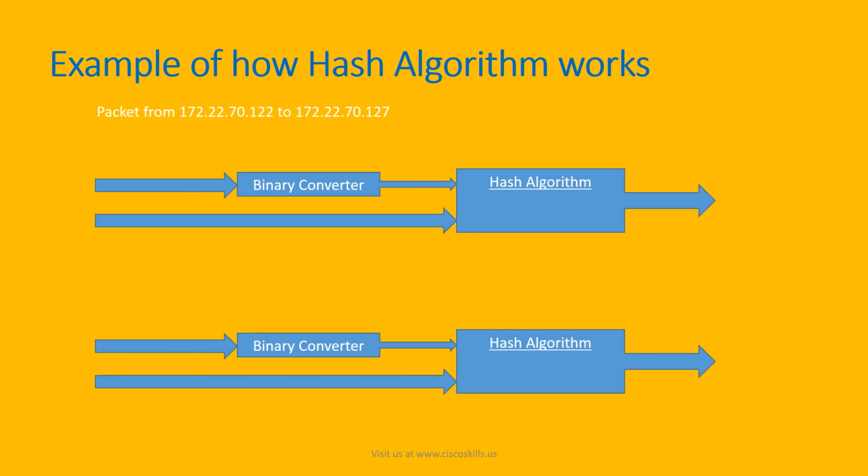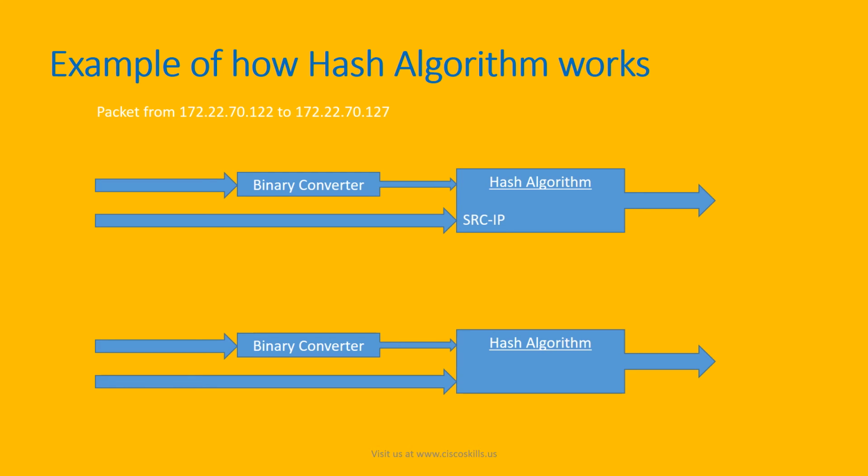In this slide, we will go into an example of how the hash algorithm works. In this case, we will analyze the packets sent from the IP address 172.22.70.122 to the IP address 172.22.70.127. So this is a source IP address and this is a destination IP address. Let's go into the first case.